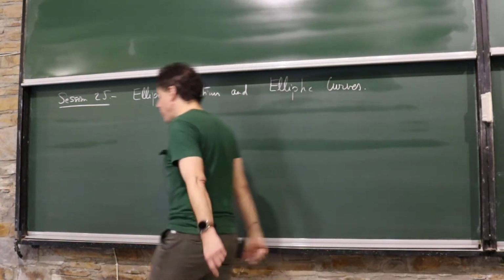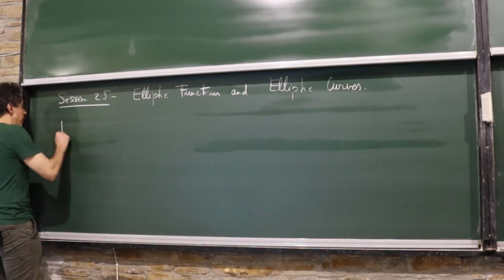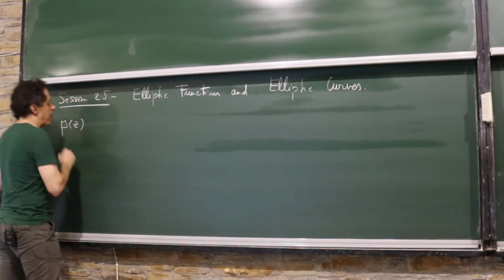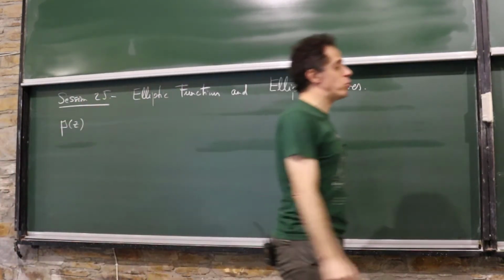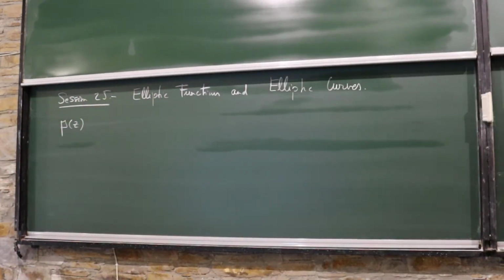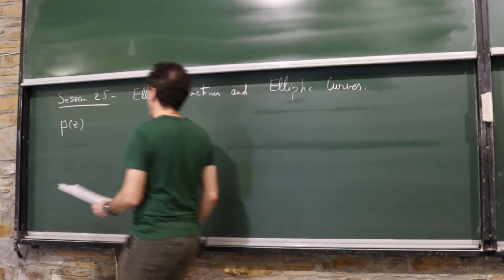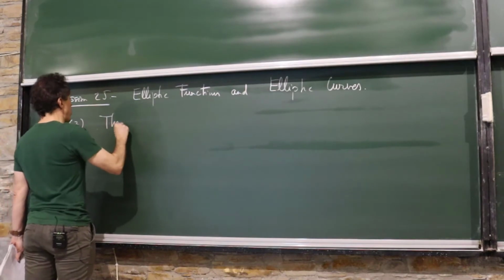Remember, in the last session we had constructed this Weierstrass elliptic function associated to a lattice, to a set of periods like this. We are going to see that such a function is very general, or kind of universal in some sense. So the main result in this context is the following one. We can call it a theorem.